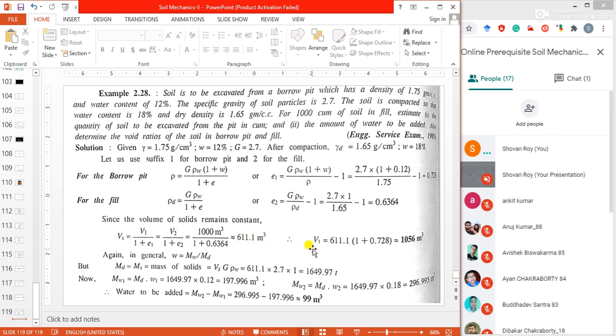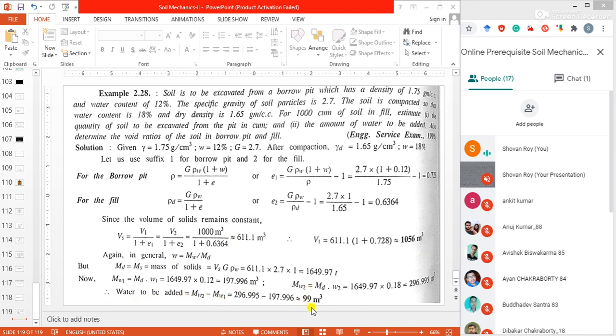And V1 is 1056 meter cube. In general, w equals Mw by Md, but Md equals Ms, mass of solids, equals Vs into G rho W. Now Mw1, that is Md into w1, 1649.97 into 0.12. 0.12 is the water content, and this value is 197.996 meter cube. Mw2 is 296.995 meter cube.